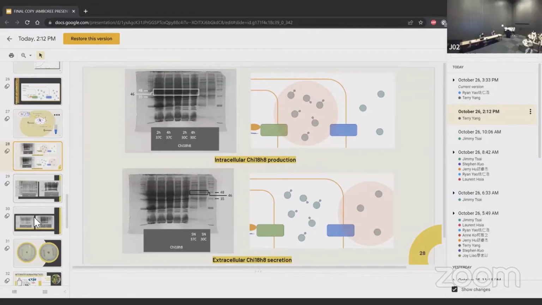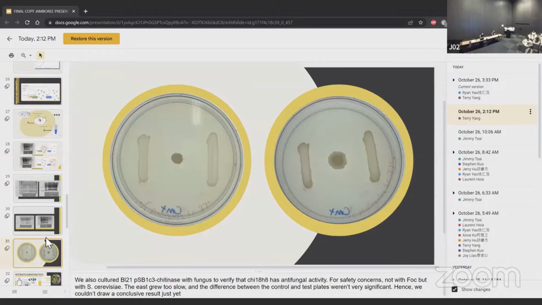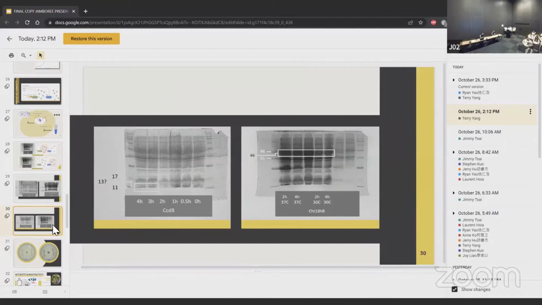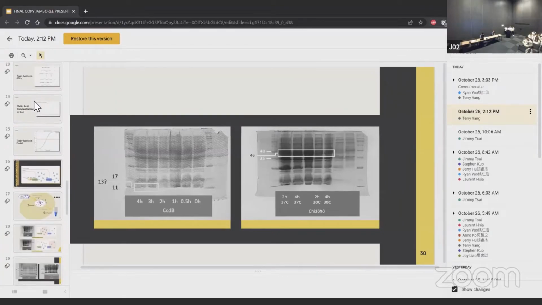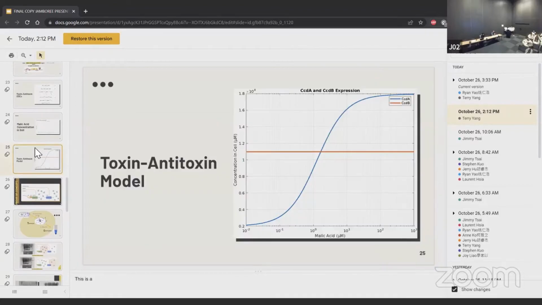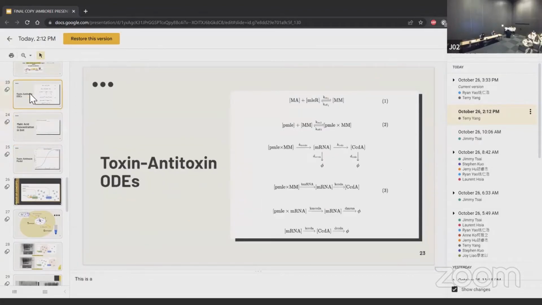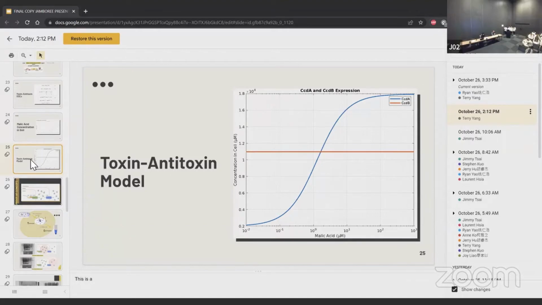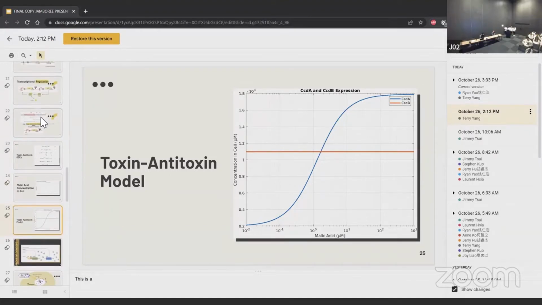So for our future proof of concept plan would obviously be to backtrack on our co-culture and more conclusively prove that our secreted chitinase actually has effect against fungus. And we'll try to contact bioresource agencies to source more biosafe strains of F. oxysporum to perform experiments with. In addition, we would like to also, of course, perform Western blot to more conclusively confirm the expression of our proteins, but also we would like to more experimentally determine the parameters in our kinetics model in order to better model the actual behavior of our toxin-antitoxin system.